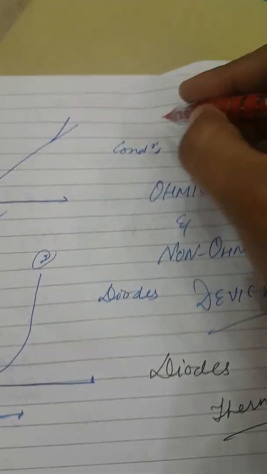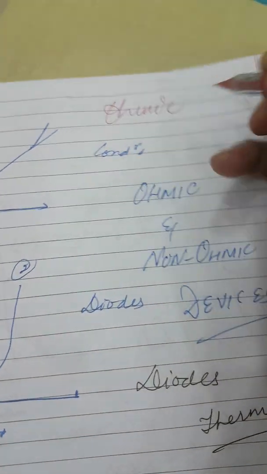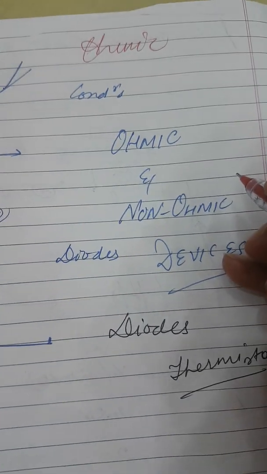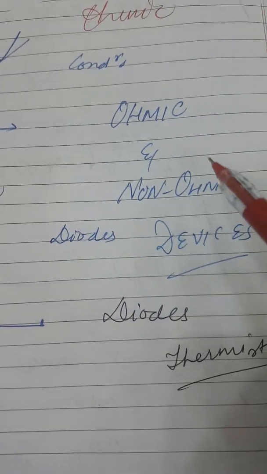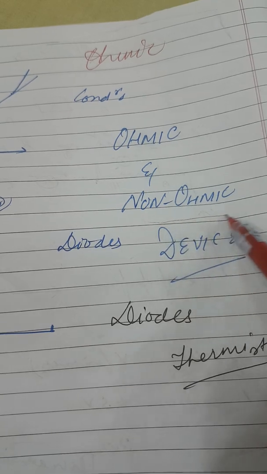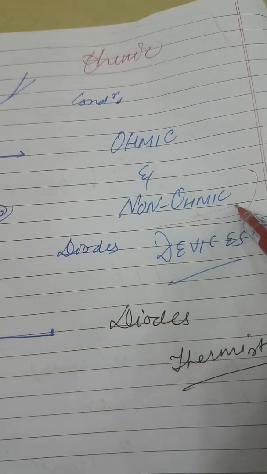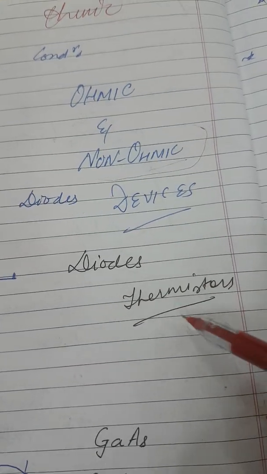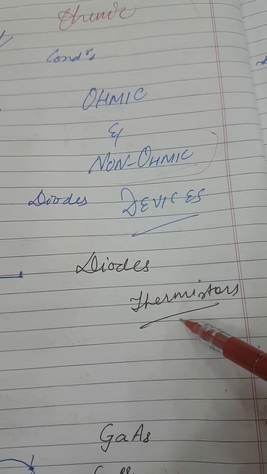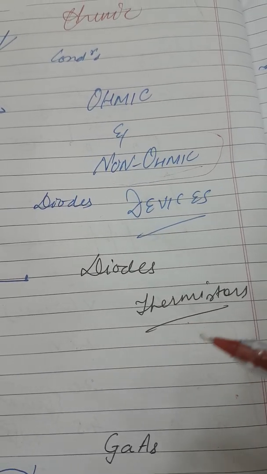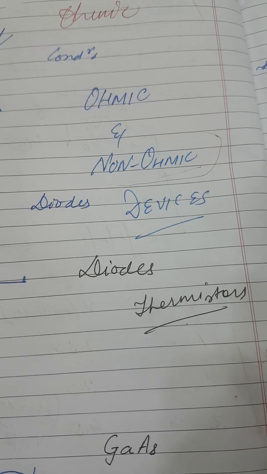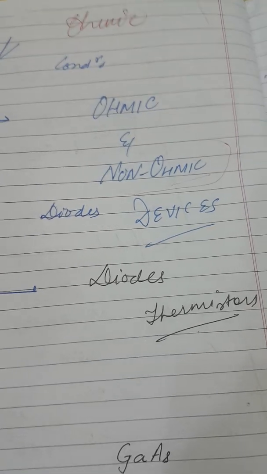Any device that follows Ohm's law is called an ohmic device or ohmic conductor, and those which do not follow Ohm's law are known as non-ohmic devices. For example, diodes and thermistors, which you are going to read in your higher classes, but we are going to do a short part of it so as to complete the limitations of Ohm's law.